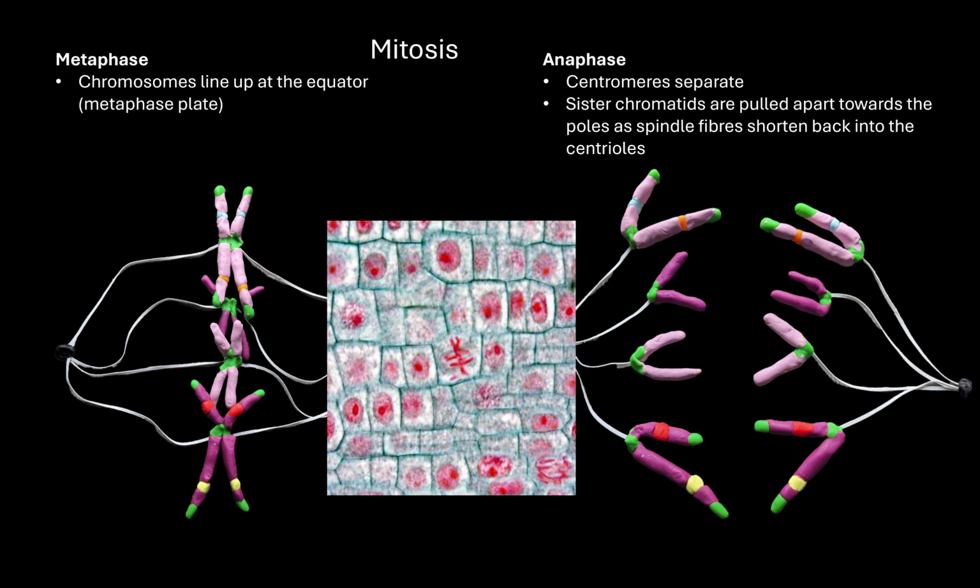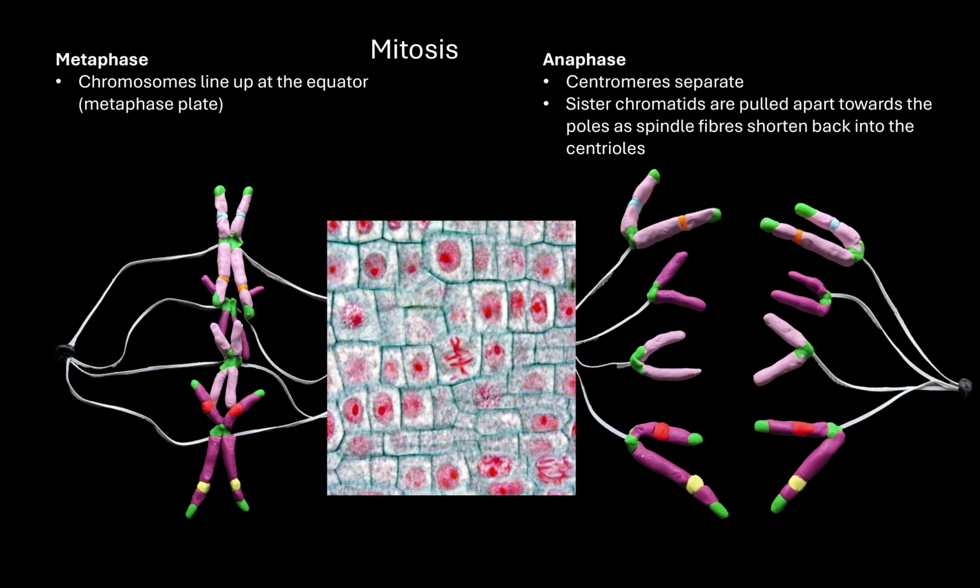anaphase. Now during anaphase, those centromeres are going to separate. Because those centromeres are going to separate, those sister chromatids are now going to be pulled apart, and they're going to make their way towards the poles. Those spindle fibers are retracting back into the centrioles. As they retract, because they were attached at the centromeres, as they pull those sister chromatids apart, what you get is this V shape in the chromosomes as they're being pulled. And that's what we can see when we look at our microscope slide.